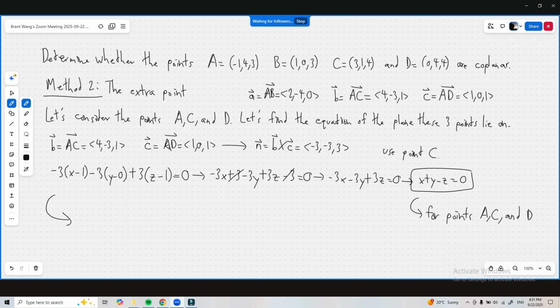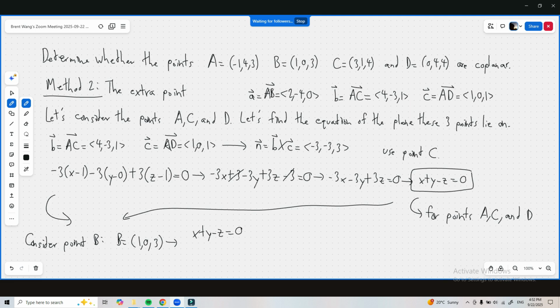Now, consider point B. Now we consider the extra point. So B equals 1, 0, 3. So then x plus y minus z is equal to 0. Plug that in. So 1 plus 0 minus 3 equals 0. -2 is equal to 0. This is not true. So therefore, these points aren't coplanar.